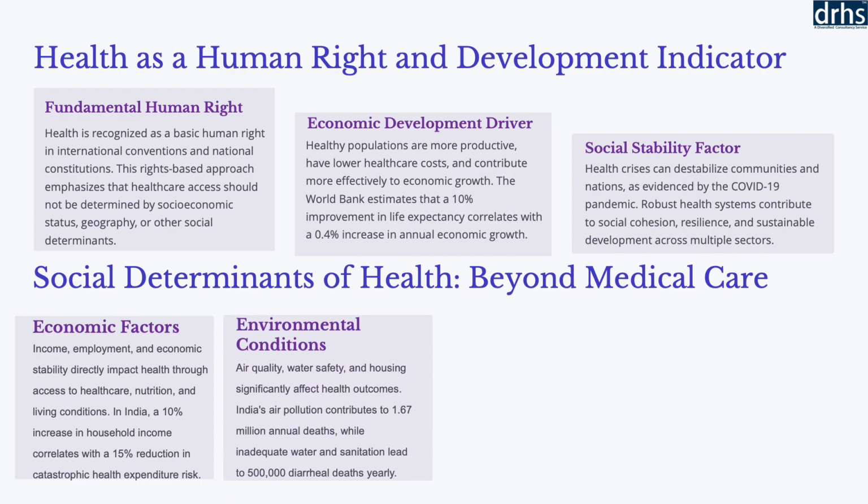Environmental conditions: air pollution, contaminated water, and inadequate sanitation are major causes of mortality. In India, air pollution is responsible for an estimated 1.67 million annual deaths, while poor water and sanitation contribute to nearly 500,000 diarrheal deaths annually, highlighting the inextricable link between a clean environment and public health.